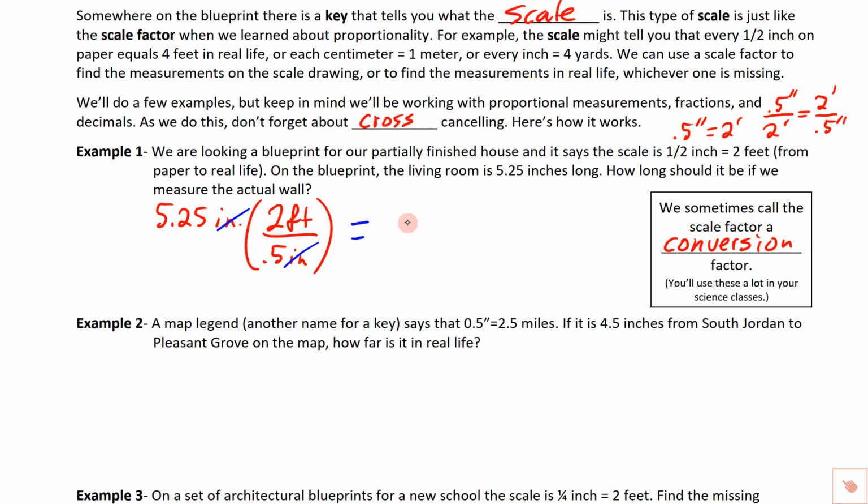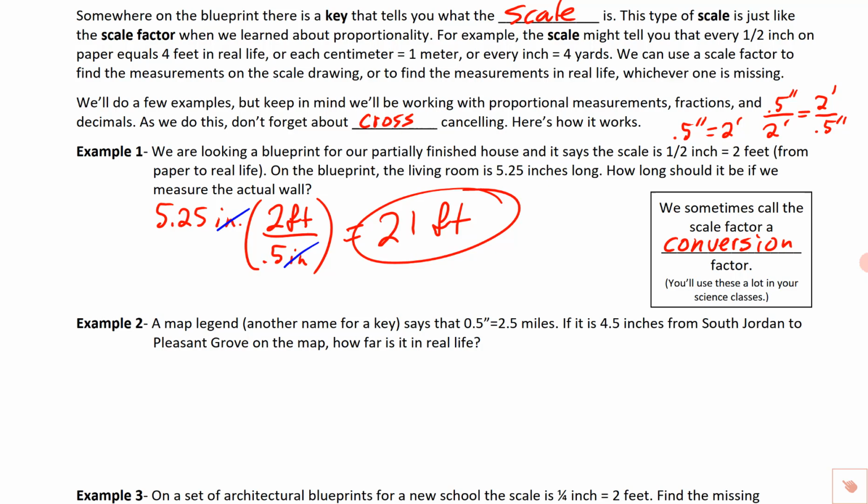So the answer on this one is, whoops, let me change colors here. The answer on this one is 21, but take a look here. The inches have canceled off. They've cross-canceled, so the only measurement left is feet. So the answer is 21 feet. That living room wall, if we go measure it, it should be 21 feet long, and then we can know that our house is being built properly.